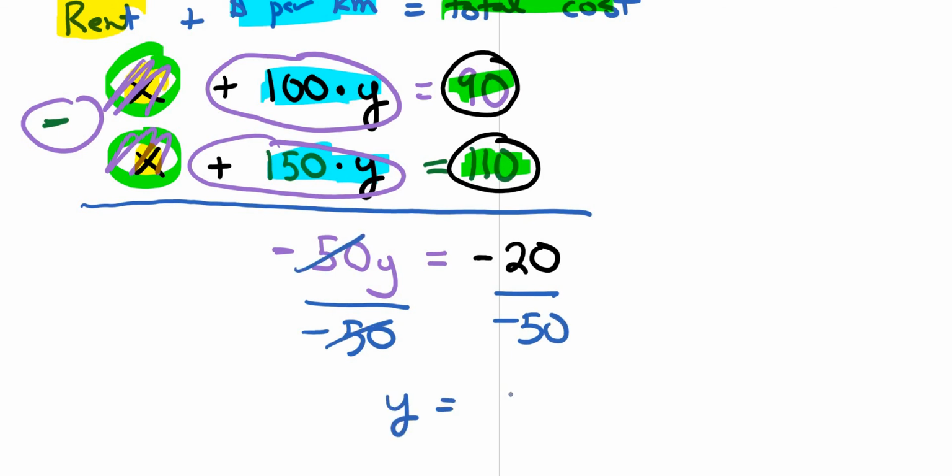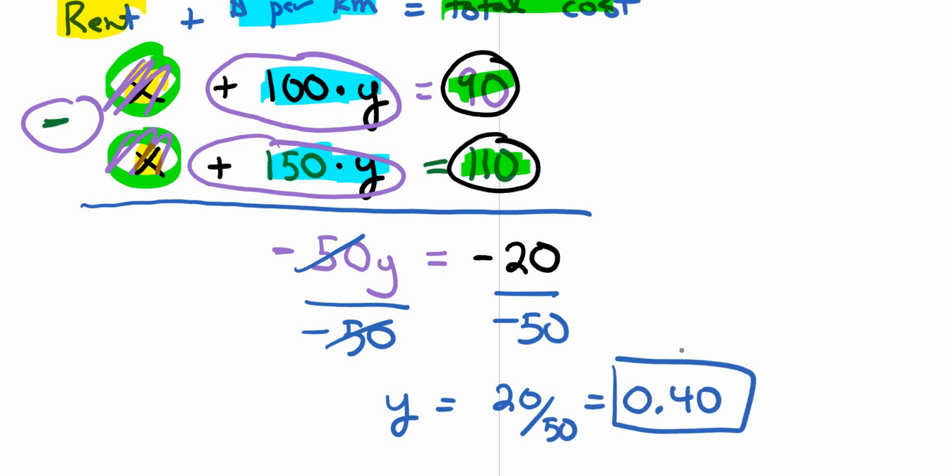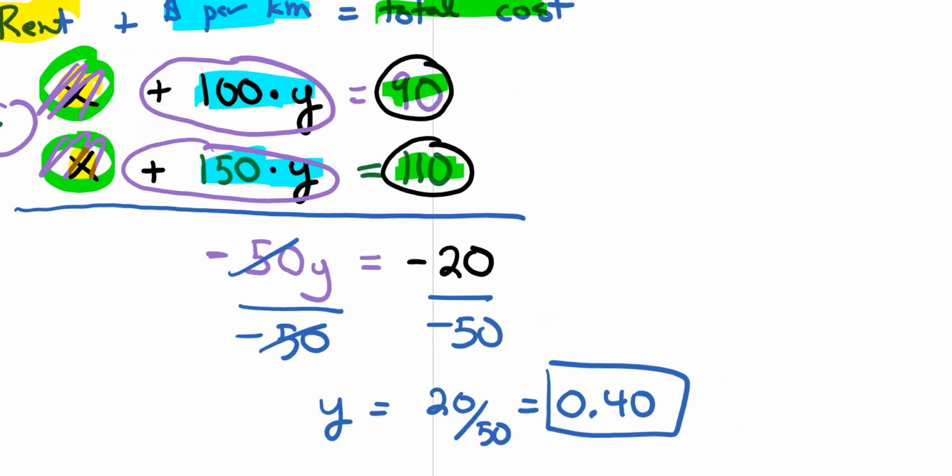And then y would equal 20 over 50. Now 20 over 50 on your calculator is just 0.4, or 40 cents, right? So it's 40 cents per kilometer. So y is the price per kilometer, so it costs 40 cents per kilometer.